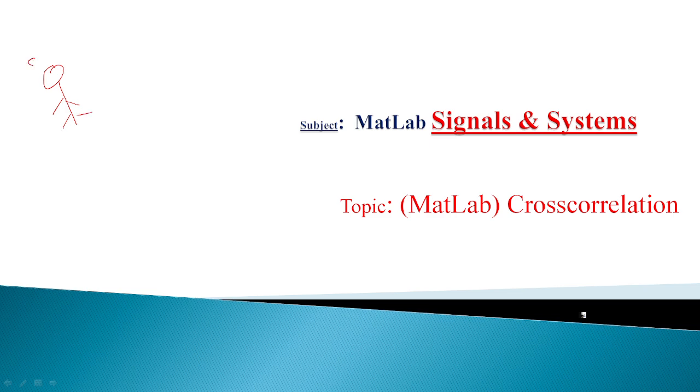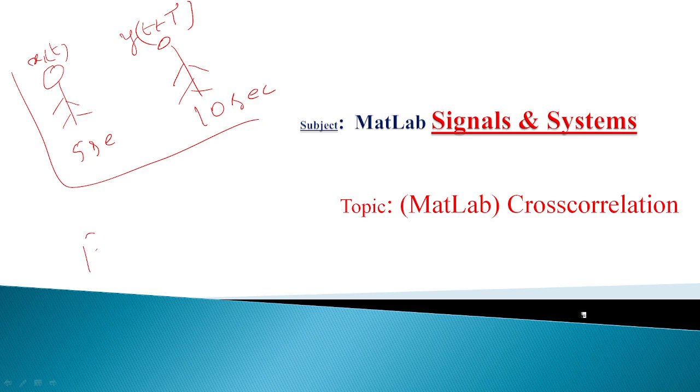I am assuming x1 of t at 50 seconds and y of t plus tau. This can also be y of t minus tau. I am assuming it at the 10th second. The average of these two different signals is called cross correlation, or Rxy of tau. That is the average of x of t with y of t plus tau or t minus tau. So it is called cross correlation.